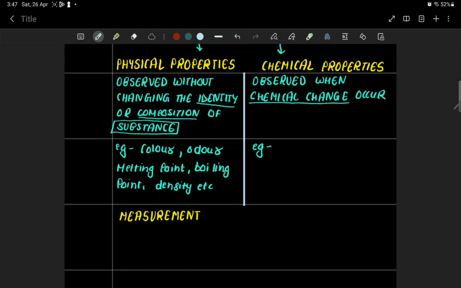Chemical properties examples are acidity, basicity, combustibility, etc. So, like we said, to observe or measure combustibility, the process of combustion needs to happen. So, chemical change is required to observe chemical properties.